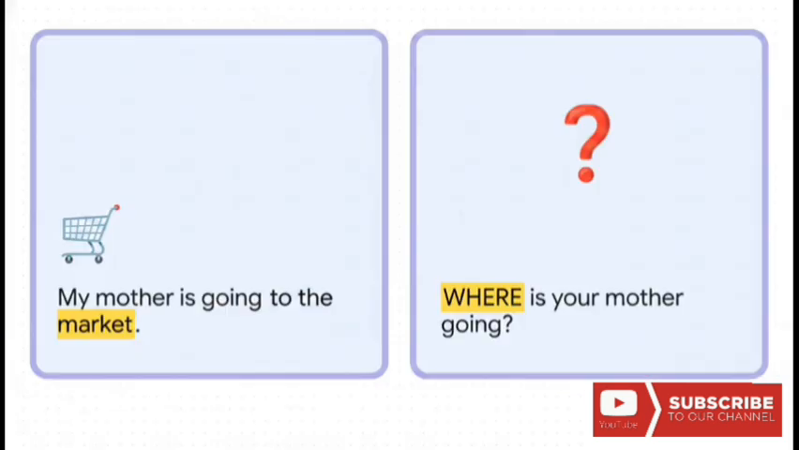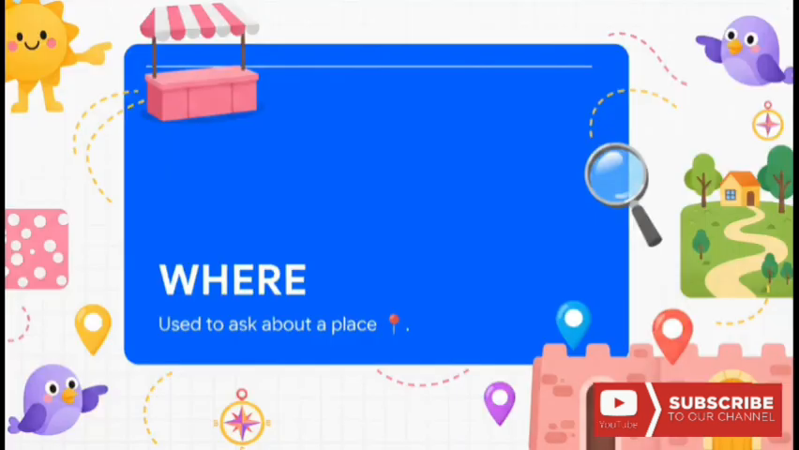When we don't know that destination, we just substitute the word market for the word where. So the question becomes, where is your mother going? It's a really direct, elegant swap that instantly signals to whoever is listening that you need spatial coordinates. Make sure you really lock this connection into your memory. Where is strictly used to ask about a place. It could be a market, a country, a hidden room, or literally a spot on a map. If it involves a location, where is the question word that always gets the job done.